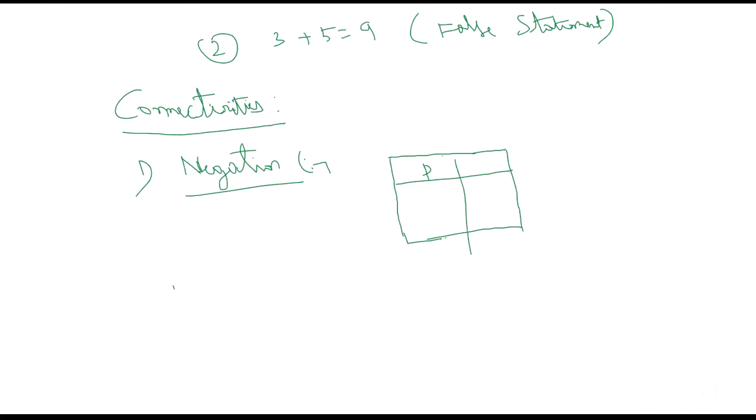Negation P. Suppose P is true, negation P is false. Suppose P is false, negation P is true.